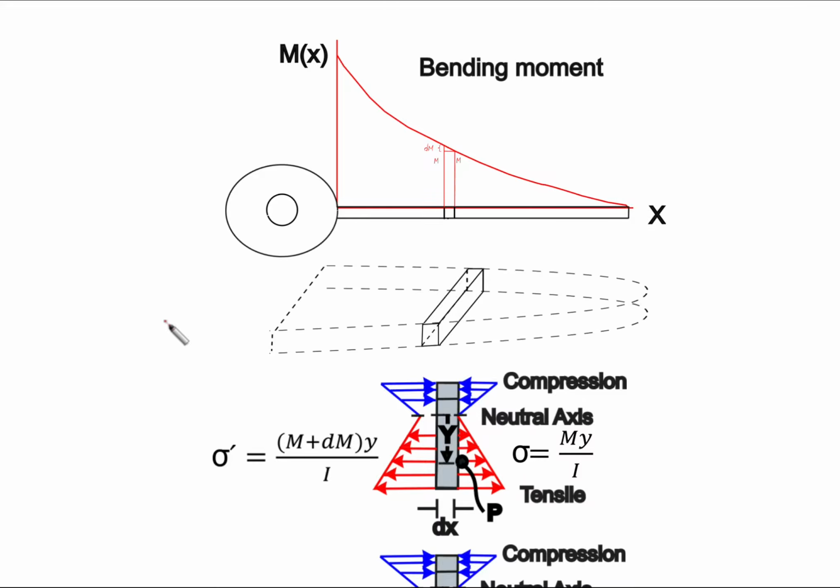Since the bending moment is different, we can note that the stresses are different. We derived this expression in the previous video: normal stress is equal to bending moment times y over I, the moment of inertia. If we apply it on this tiny section, the stress at the right side is equal to this, while the stress at the left face is this, because the bending moment is M plus dM, as we noted here.